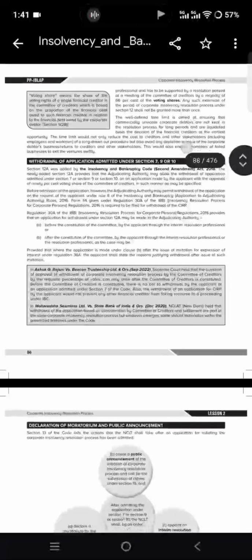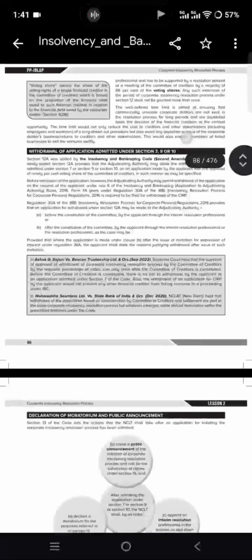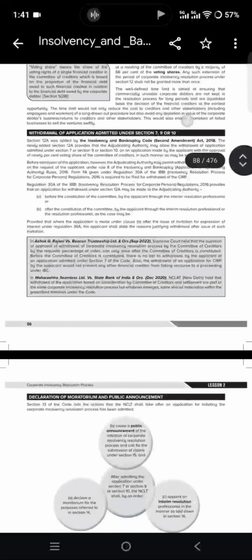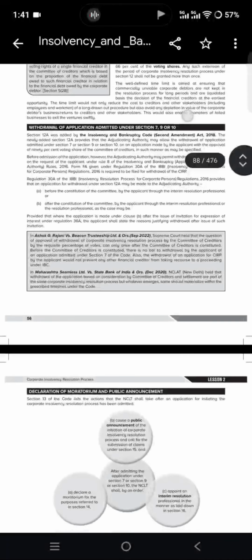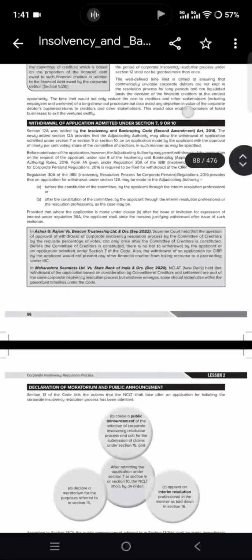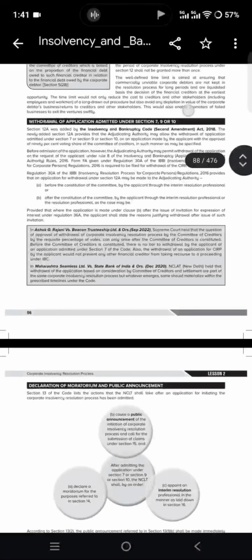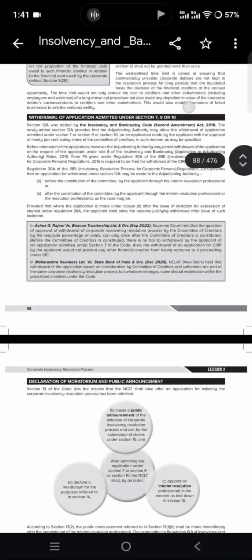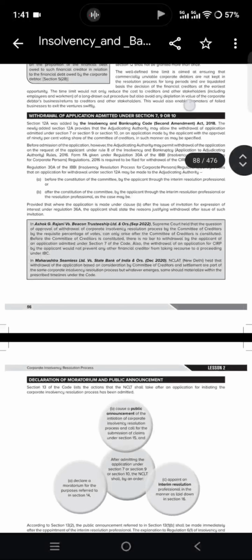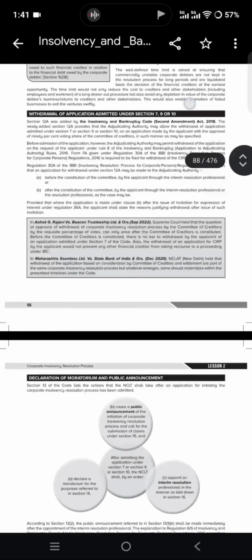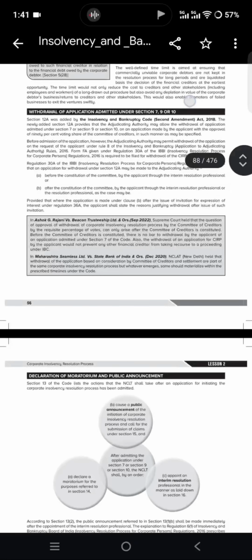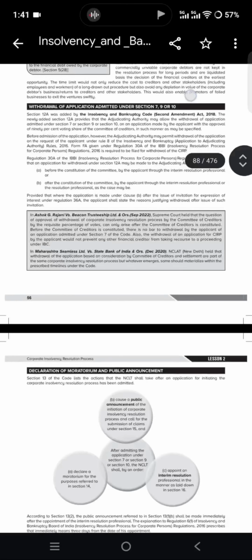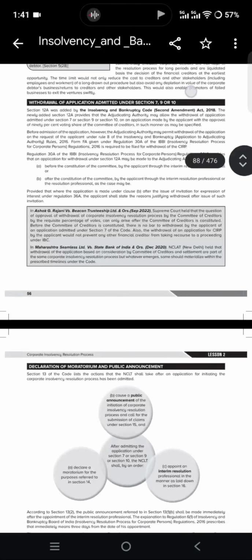the corporate debtor. The well-defined time limit is aimed at ensuring that commercially unviable corporate debtors are not kept in the resolution process for longer periods and are liquidated on the decision of the FC at the earliest opportunity. The time limit would not only reduce the cost to creditors and other stakeholders of a long drawn out procedure, but also avoid any depletion in value of the corporate debtor's business or returns to creditors and other stakeholders. This would enable promoters of failed businesses to exit the ventures swiftly.